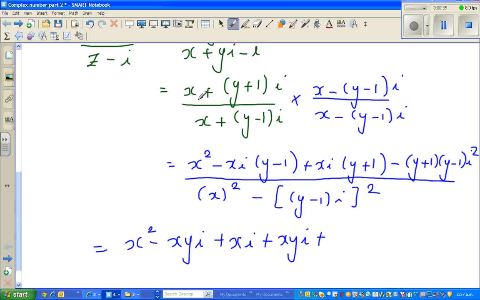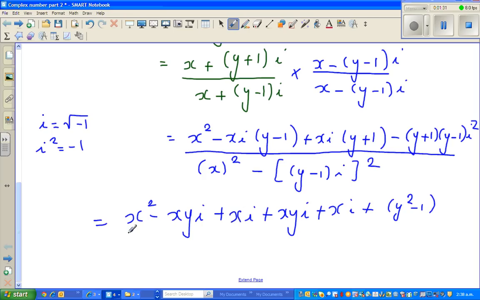Okay, so we came here, x times x is x squared, x times this bracket, then this bracket times x, then this times this. So xi times y is xyi, now xi times 1 is xi. Now this i squared. i is the square root of negative 1, you know that. So i squared is negative 1. So this i squared and this negative 1 will become plus y squared minus 1. Now, y plus 1 times y minus 1 is y squared minus 1 using the difference of two squares formula.